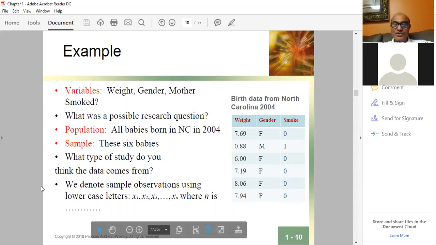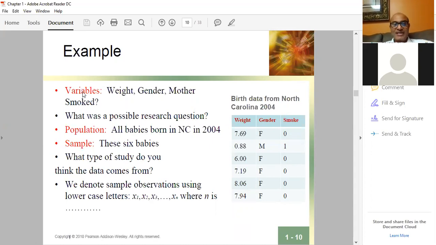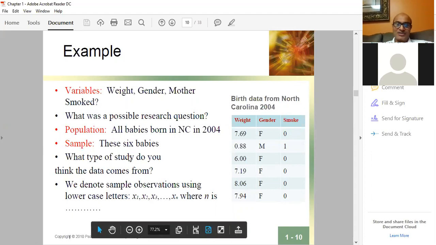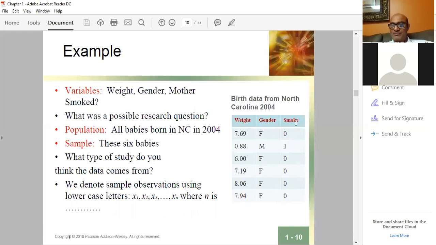What type of study do you think the data comes from? We denote sample observation using the letter case x1. Variables are denoted by capital letters, capital X, capital Y, or capital X1, X2, X3 like this. Samples are just small letters, so small x1, x2, x3, where n belongs to the set of natural numbers. Out of this one, gender, male, female like this, smoke or non-smoke like this.